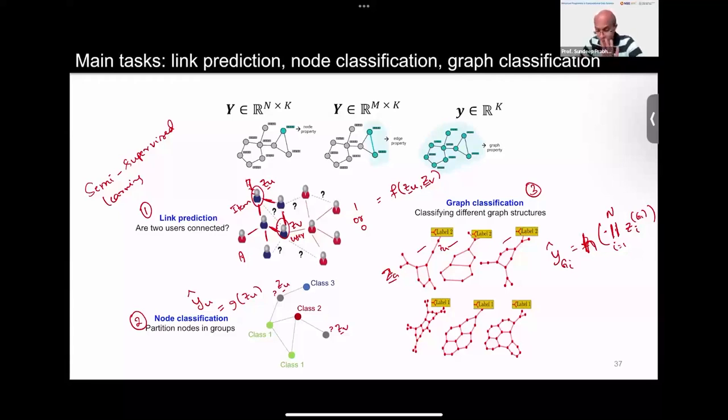This is how many recommendation systems work, including prediction of friends on Facebook. And of course, there's a lot of engineering that goes on top of this, but at the backbone, this is what is used in many of these link predictors.